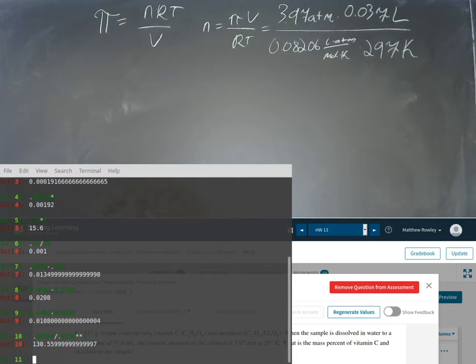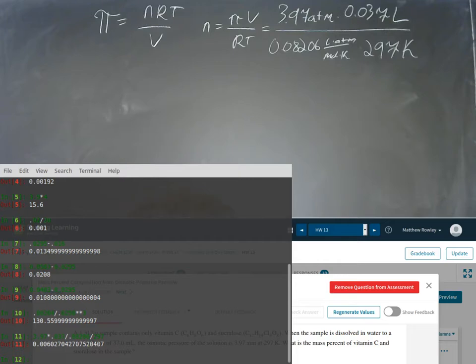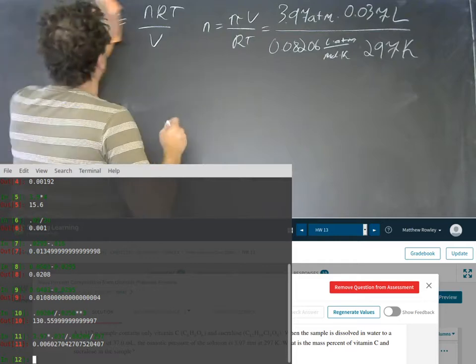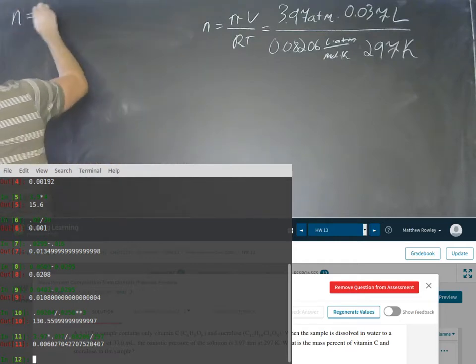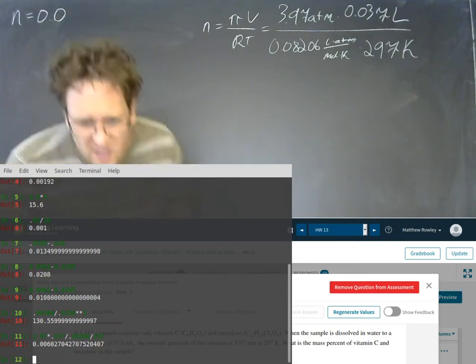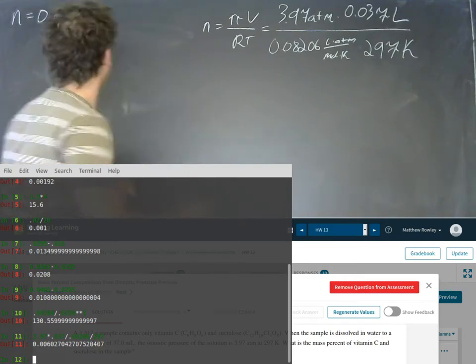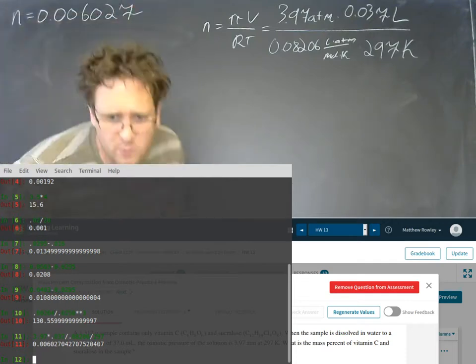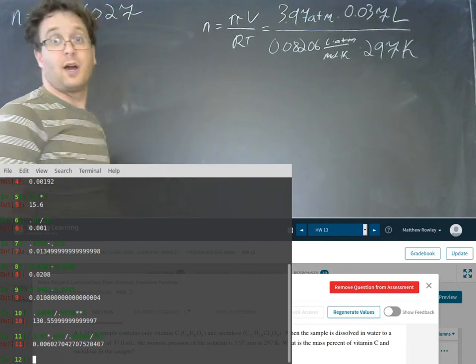Okay, let's go ahead and pull up a calculator and see what we get. 3.97 times 0.037 divided by 0.08206 divided by 297. That gives me about 6 millimoles. And so I'm just going to write it up here in this corner: n is equal to 0.006027. We'll carry an extra sig fig there. Okay, so now we know the total number of moles.